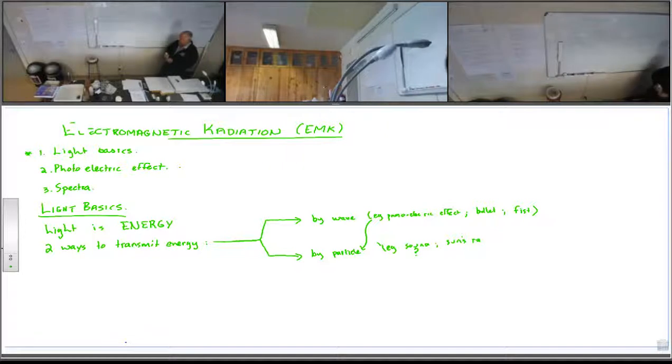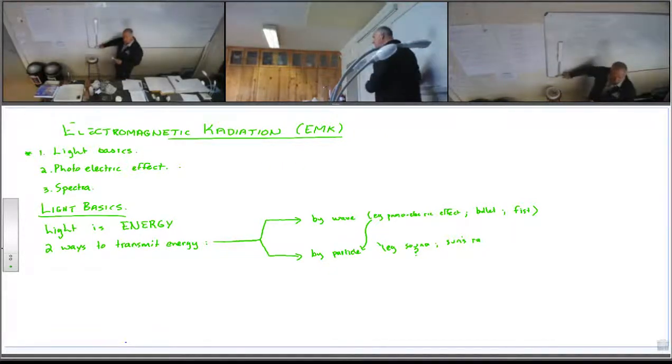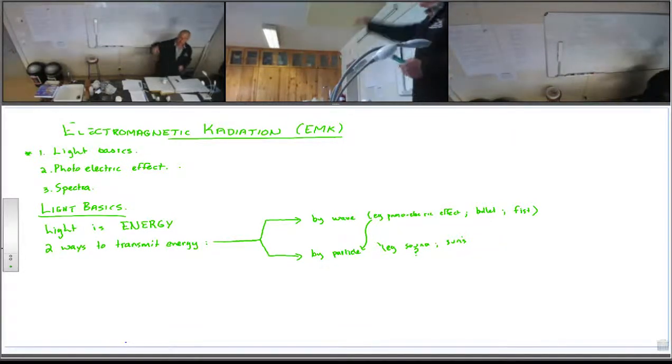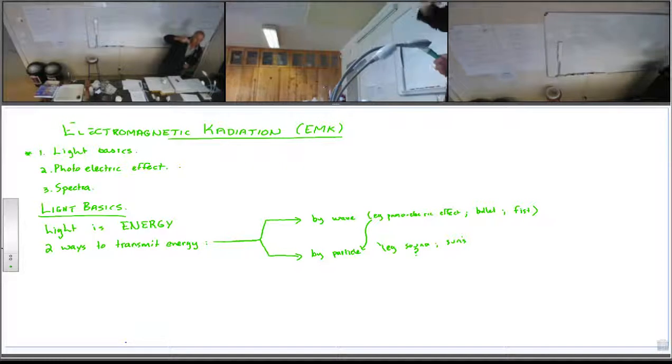Or the sun's heat. Let's just put the sun's heat. How do we feel? How does that heat get to us? How does that energy get transferred way out there to us? Via waves. The sun's heat. It could also be spoken about as particles.